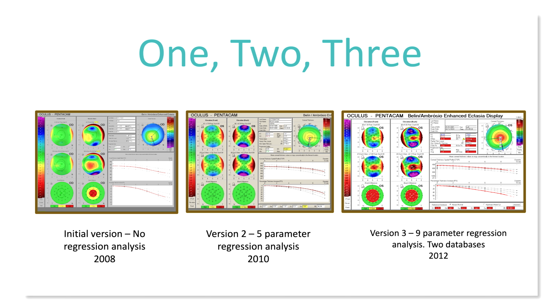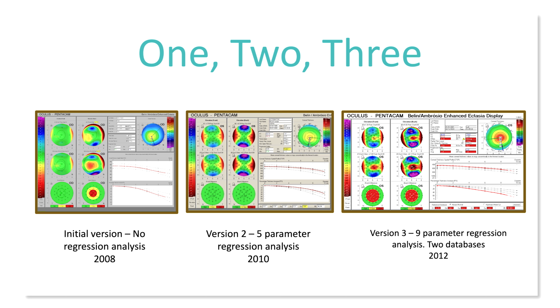The second iteration, released in 2010, introduced 5 parameters. Those 5 parameters, and unfortunately, I don't think my pointer will show up on the screen. It doesn't. 5 parameters that show on the bottom of the display, and they were utilized in a regression analysis to give you an overall reading of how normal or abnormal that map was.